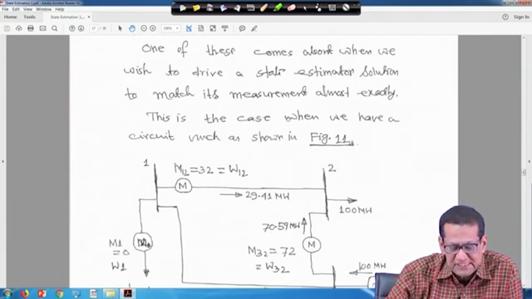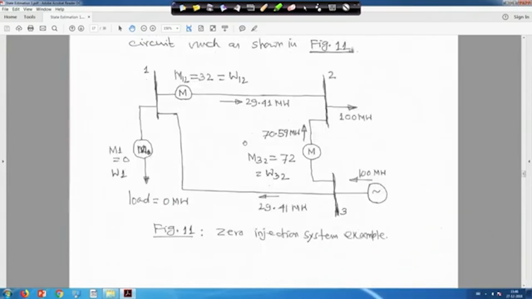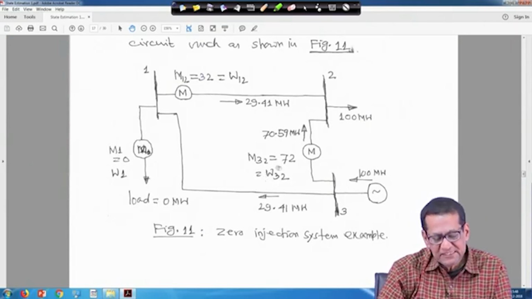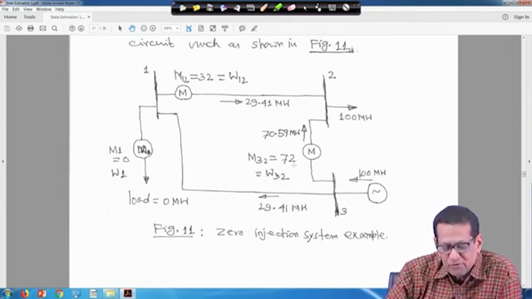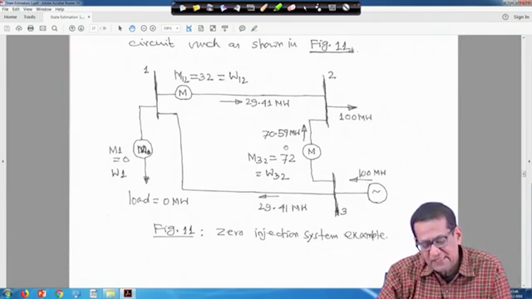This is the case when we have a circuit as shown in figure 11. Here the W12 measurement is 32 megawatt, and there is a load or generation, it does not matter, at meter 1. Its reading is 0. Another meter is W32, which is 72 megawatt, all in megawatt. Here 100 megawatt is entering, because if you go for power summation, you will get this result.